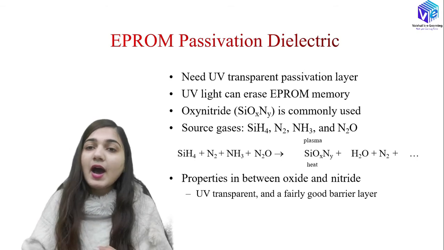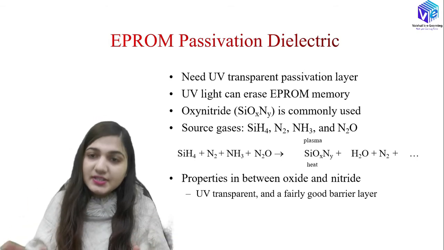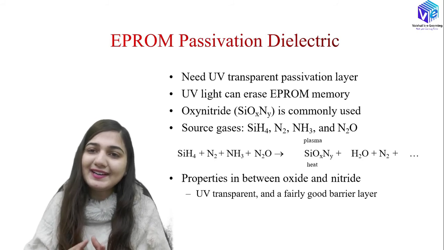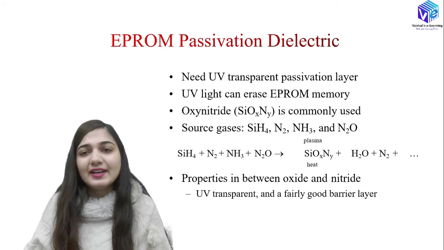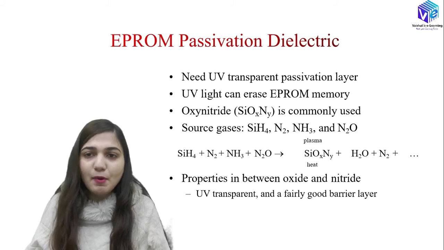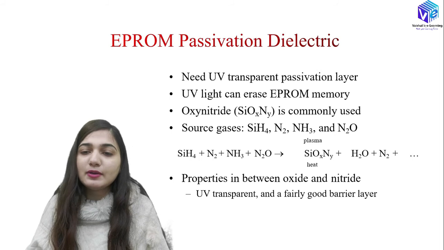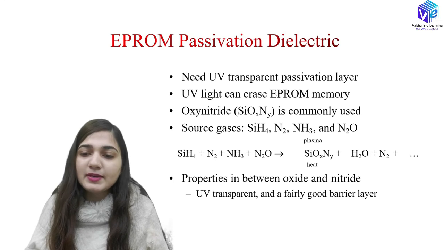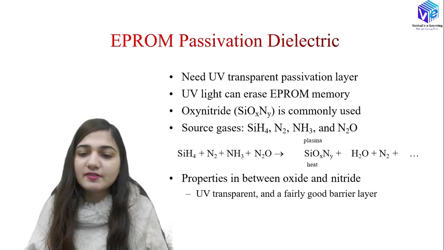So here our passivation layer must be transparent to the UV light, otherwise the passivation layer is going to hinder the UV light to reach the chip, and we cannot erase the chip with the help of UV light. So what we require is a UV transparent passivation layer, because UV light can erase the EPROM memory. That is our requirement. So we are using the oxynitride as the passivation layer.